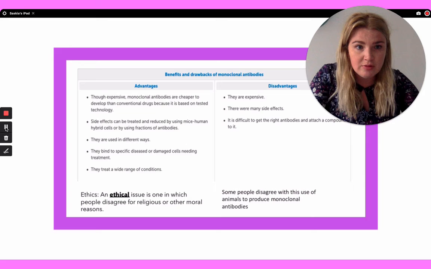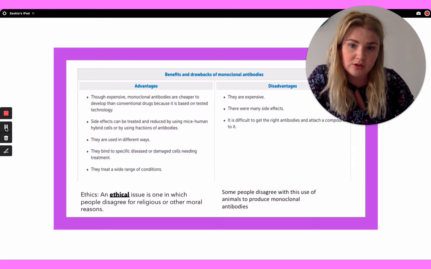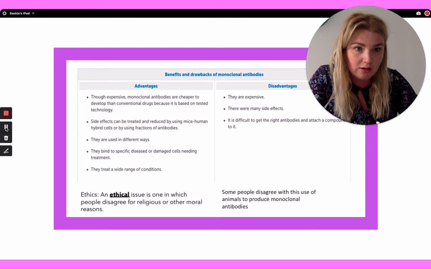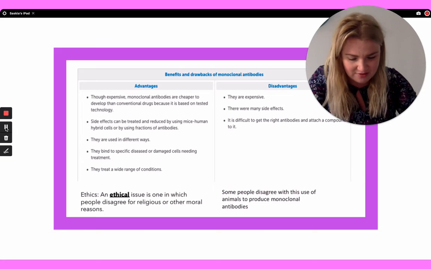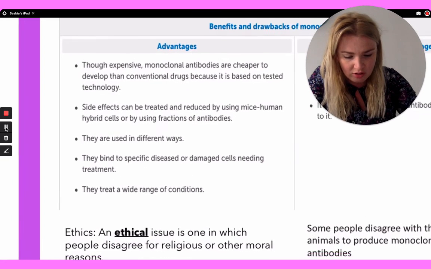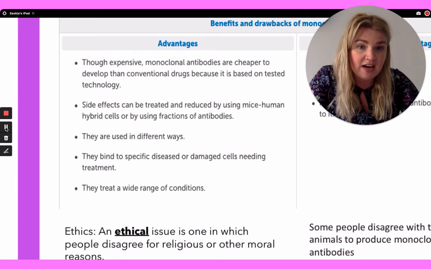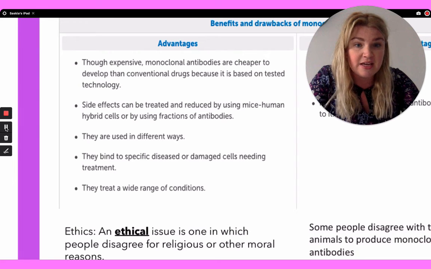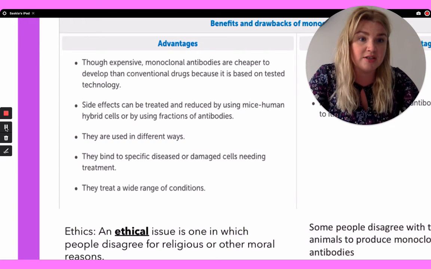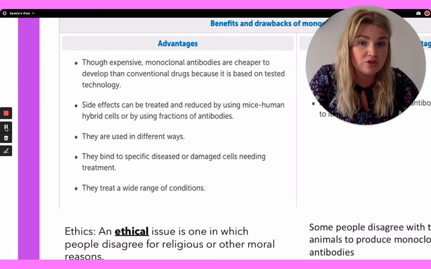So the next thing we're now going to look at is the true or falses. I put a little bit at the bottom about ethical issues as well. True or falses, advantages and disadvantages, what I mean. So, advantages of monoclonal antibodies: even though they're expensive, they are cheaper than developing conventional drugs, like antibiotics towards certain diseases, because it's based on tested technology. So we're not having to do clinical trials because we know this works, because it's using essentially someone's immune response.